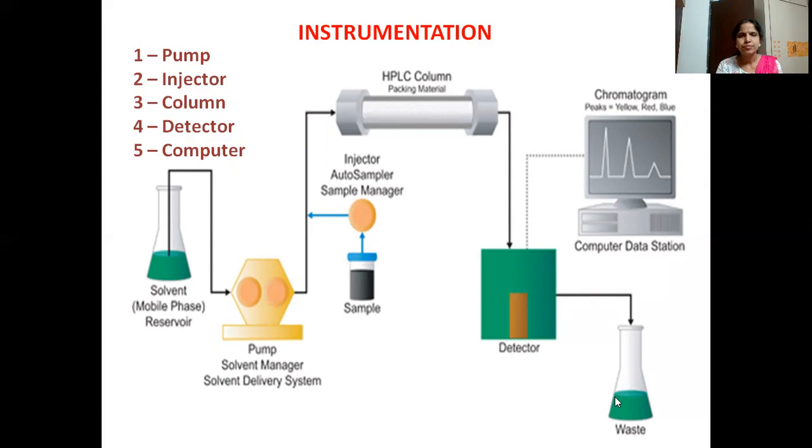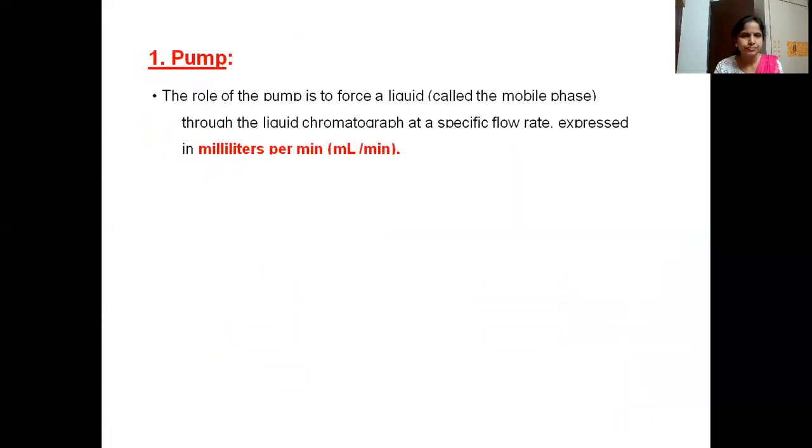So in the instrumentation part, we have 5 main different parts. One is the pump, injector, column, detector, and computer. Now let us see in detail about all these different parts in HPLC. So first is the pump.